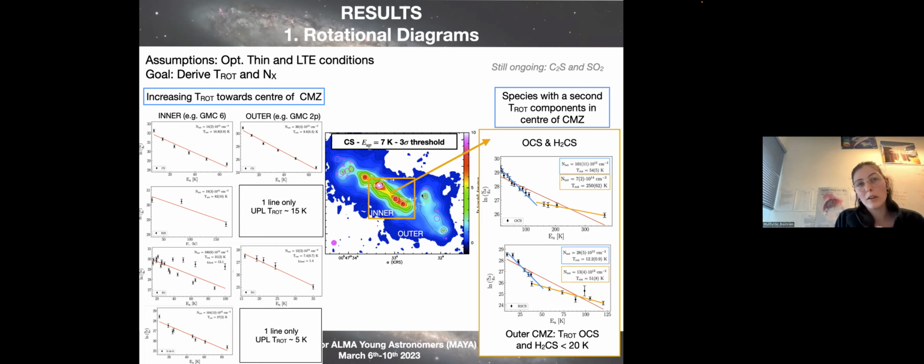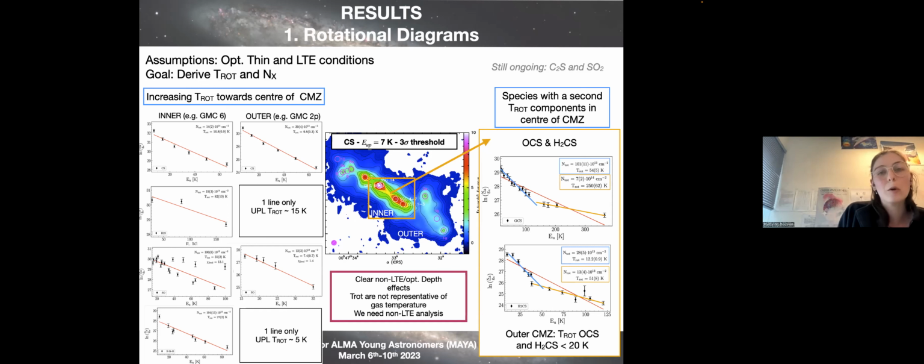So the rotational temperatures could be only upper limits. In the inner part, there are two species for which we could derive two rotational temperature components, with the OCS one being particularly hot, more than 200 Kelvin. But we cannot really conclude anything about the temperature because the rotational temperature is not representative of the gas temperature. So we will have to go a step further in the analysis, with the non-LTE analysis.